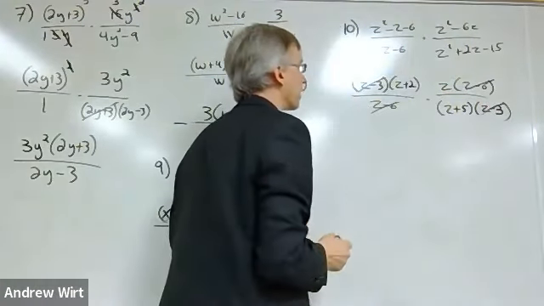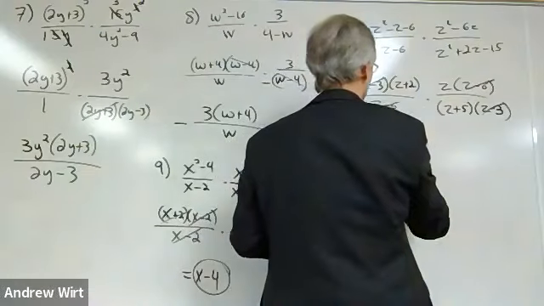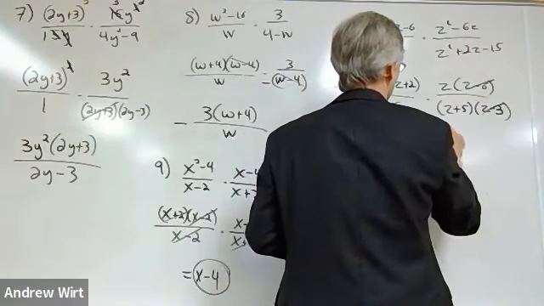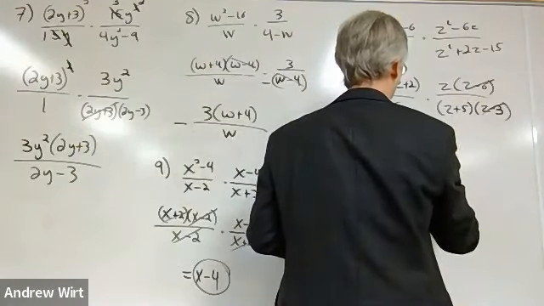Easy going. What do we have left here? We have z times z plus 2 on top over z plus 5.